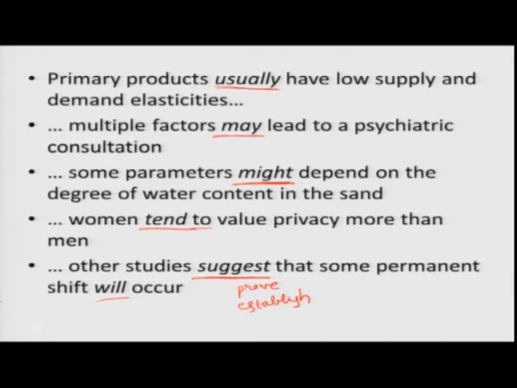Some permanent shift will occur. This will is again a modal verb, this is a hedging device. So, some permanent shift occurs. If you use simple present tense, you are being very sure. Probably you mean to say that that is a general tendency, but you do not want to do so. So, you will use the modal verb will here.